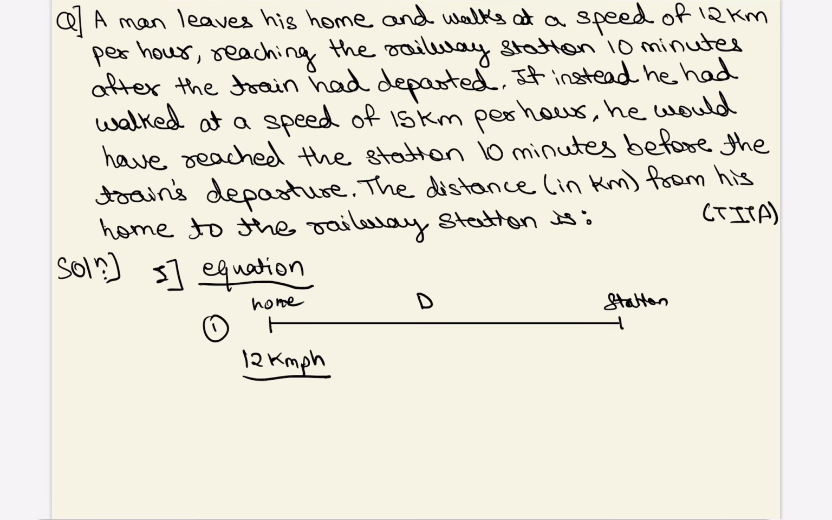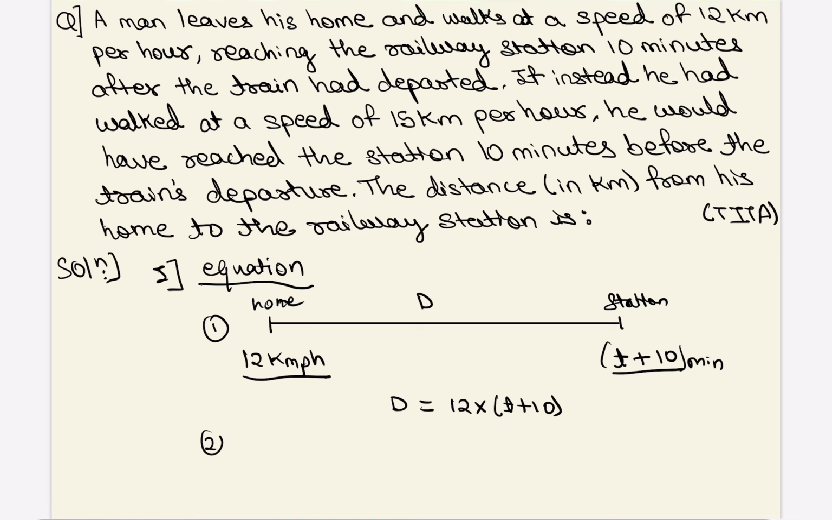Now it is given that he reaches the railway station 10 minutes after the train has departed. So let's say the train departs at t time after he starts from home. So t plus 10 minutes. This is in minutes. Just remember this, because if you convert it into hours, you will get a lot of difficult answers. Instead, just be mindful of the units. So the equation here becomes distance is equal to speed into time, t plus 10.